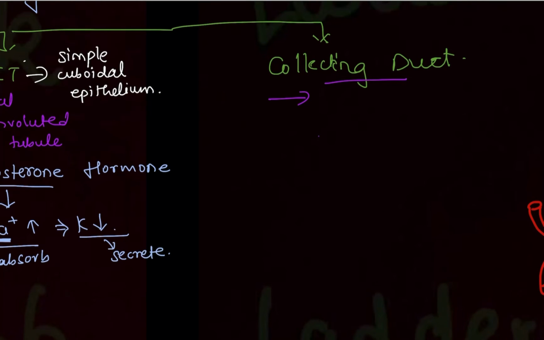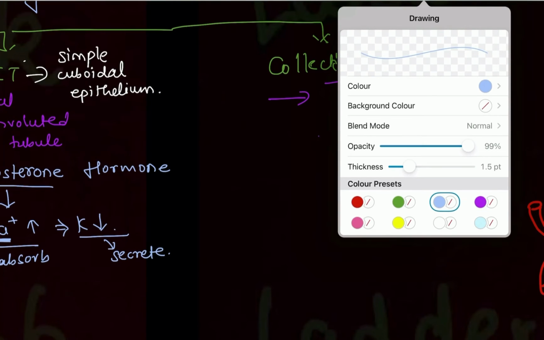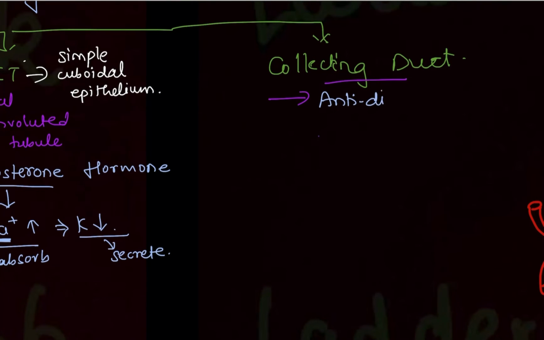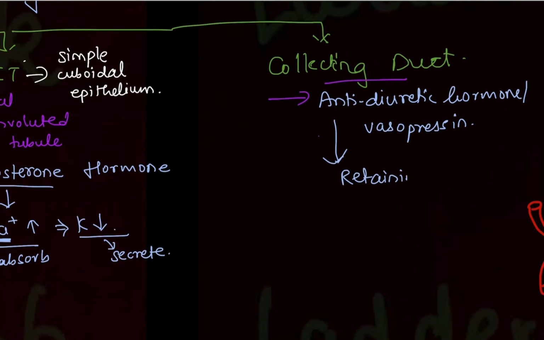For this collecting duct, you must remember here another hormone acts, and the hormone's name is antidiuretic hormone. And this antidiuretic hormone, it is also known as vasopressin. We did this hormone when we were doing the nuclei of the hypothalamus. I told you that hypothalamus is having a nuclei, supraoptic nuclei, which will secrete this antidiuretic hormone. I hope you remember this. What was the function of this? If you remember, then it was retaining H2O. So it helps you concentrate the urine. Okay, concentrated urine means that there is much less water in the urine.